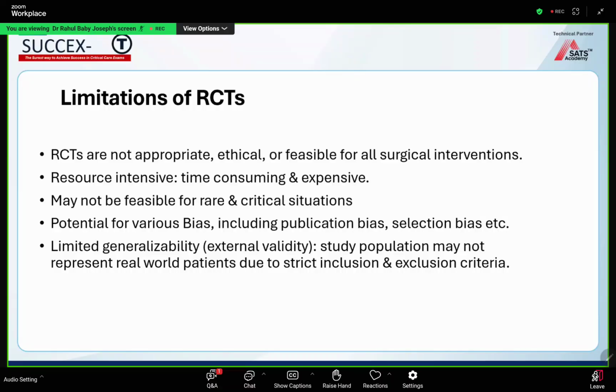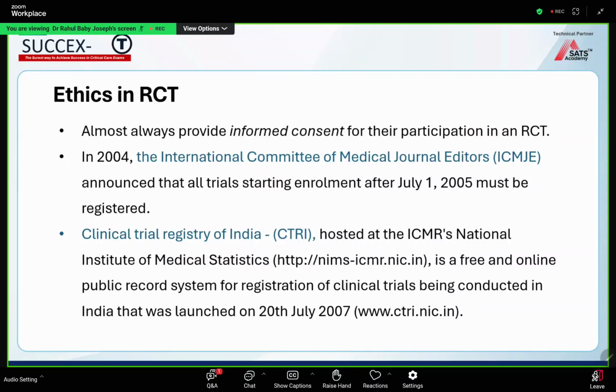They are not appropriate, ethical, or feasible for all surgical interventions. They may be resource intensive, time consuming, and expensive. May not be feasible for rare and critical situations. There is a lot of potential for various biases, including your publication bias, selection bias, and whatever we have mentioned so far. The external validity is limited because you have very strict inclusion and exclusion criteria. You may not be able to generalize it to the rest of the population.